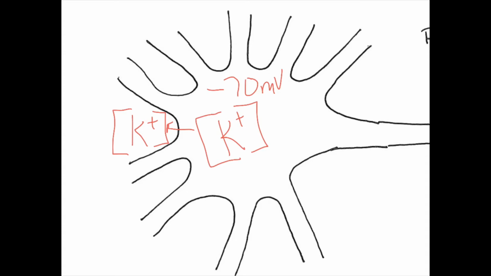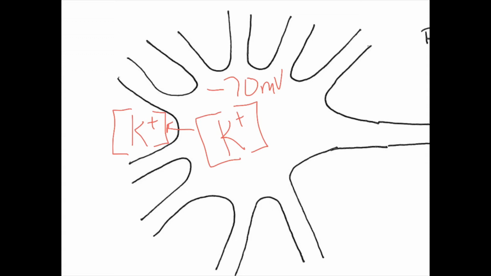Is it going to become more positive or more negative? It's going to become more positive. We're going to come back to this again when we look at an action potential. I just want you to see this on why this happens. Potassium doesn't want to move out, so potassium stays in. So that means our cell is going to become more positive.